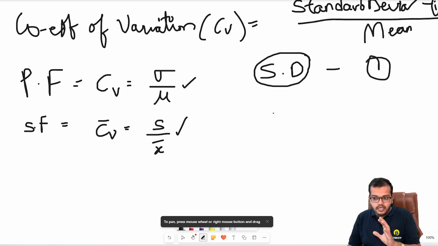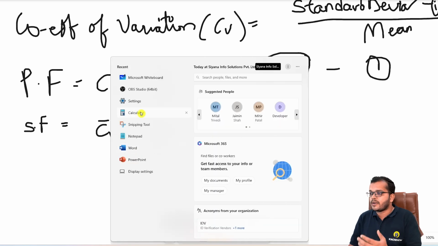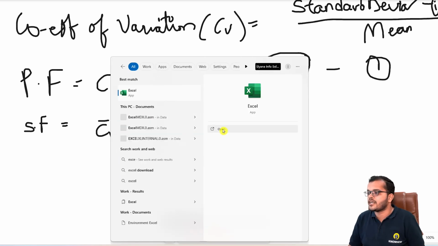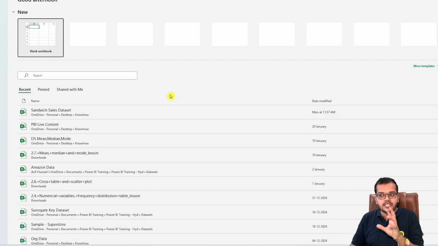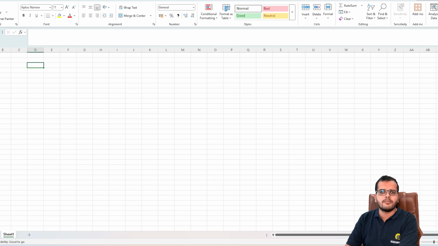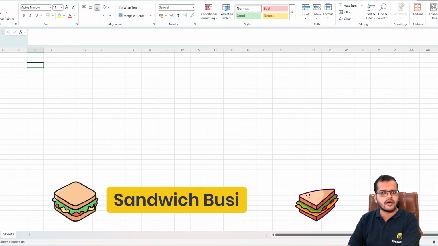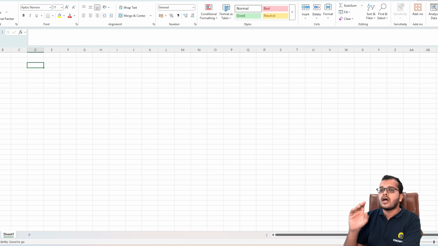So for example, let me show you one small example. I'm going to consider a small data set, a small Excel data that I would like to show you. In this data set, please understand what the different scenarios are and how we are going to work on it. Let's consider that I have a business of sandwiches and I am selling sandwiches in 10 different locations.